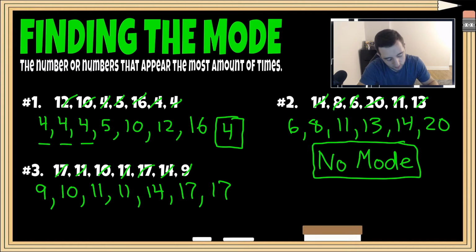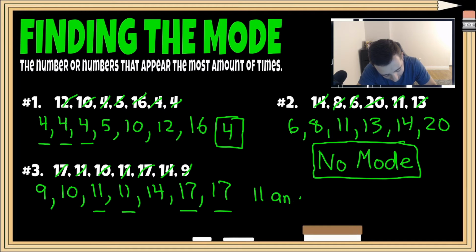Now, looking at our list, it looks like 11 shows up 2 times, and 17 also shows up 2 times, whereas all the other numbers show up once. Now, here's another scenario that 11 shows up twice, 17 shows up twice. You're going to end up having 2 modes in this particular answer. So your mode is 11 and 17. So there is our modes for number 3.